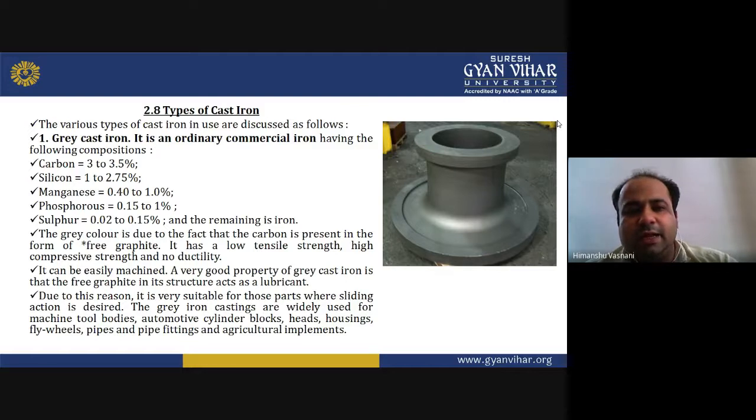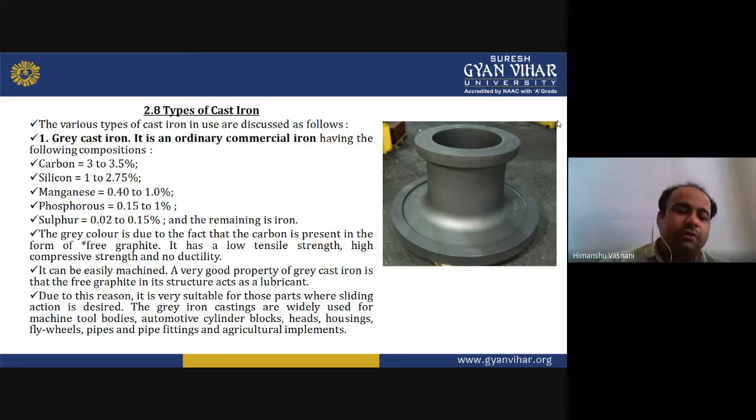So as the name says, it is a grey cast iron. The grey color is due to the fact that the carbon is present in the form of free graphite. It has low tensile strength, high compressive strength and no ductility. It can be easily machined, and a good property of grey cast iron is that the free graphite in its structure acts as a lubricant.